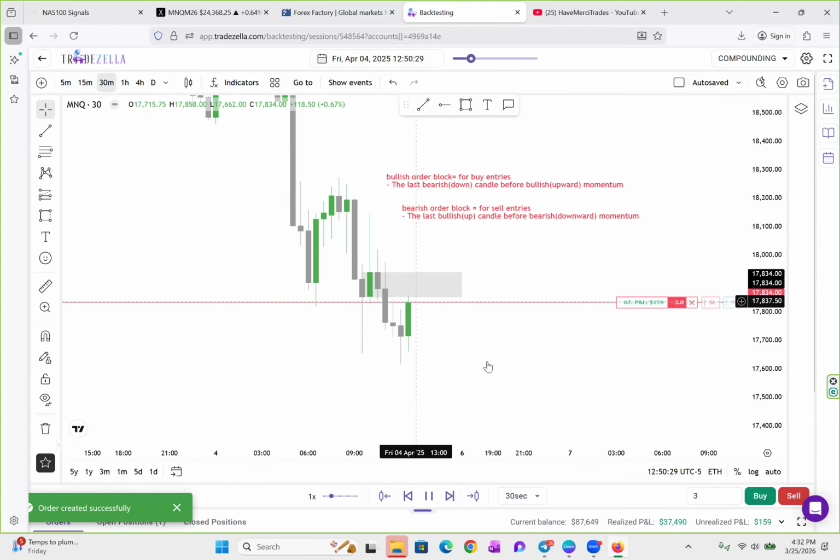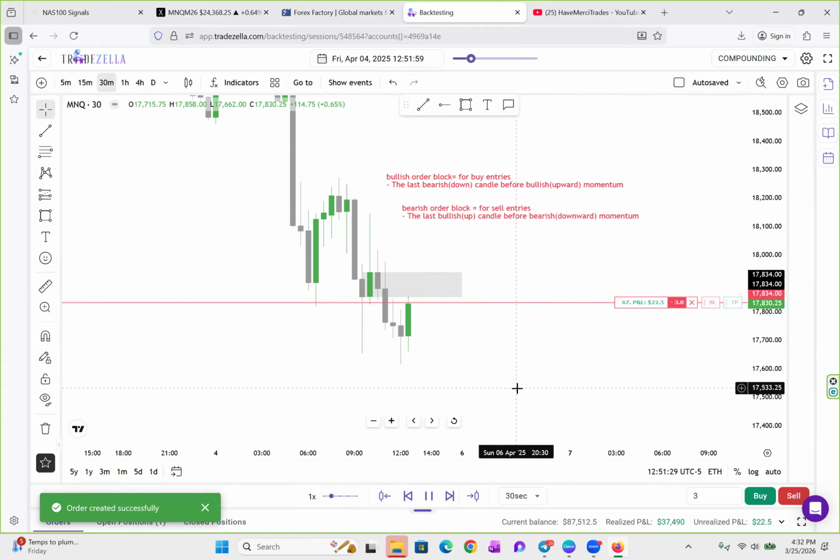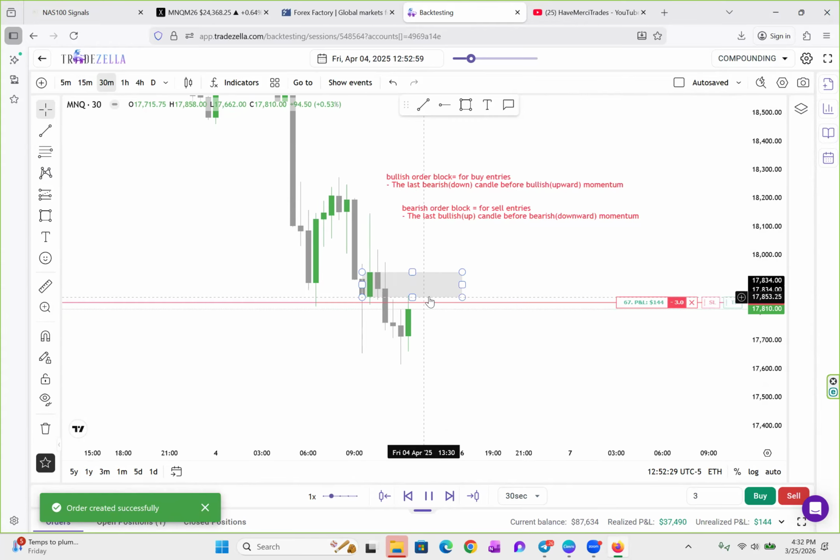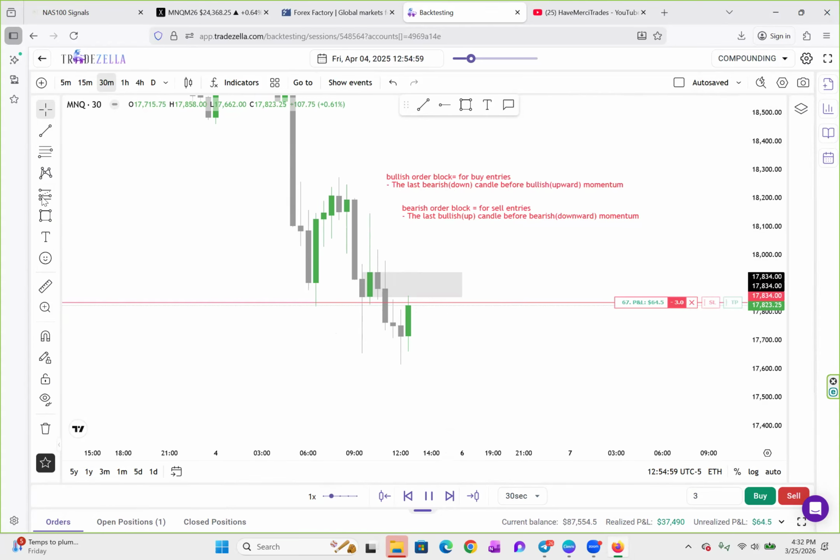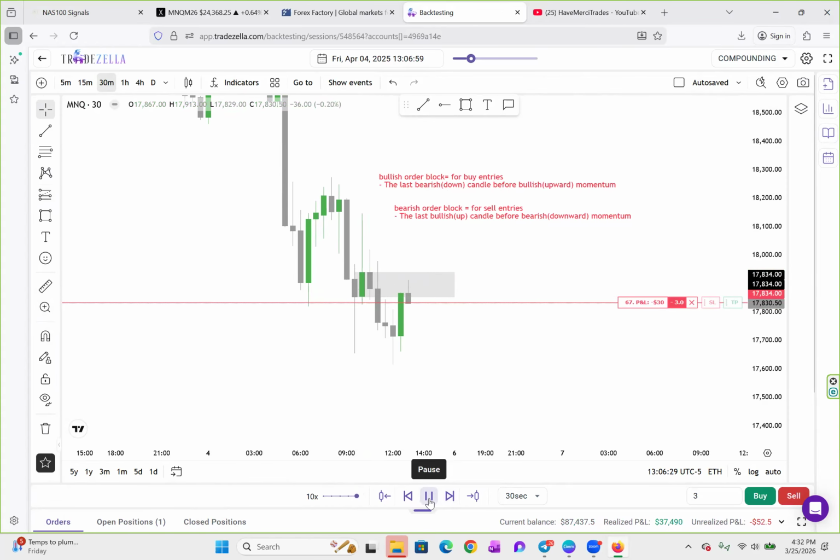Look at that. It started rejecting my entry trigger area and I would immediately get in once price started rejecting the area. So I immediately get in as price started rejecting that area. And then just to speed it up, look at that. Price eventually began pushing down.